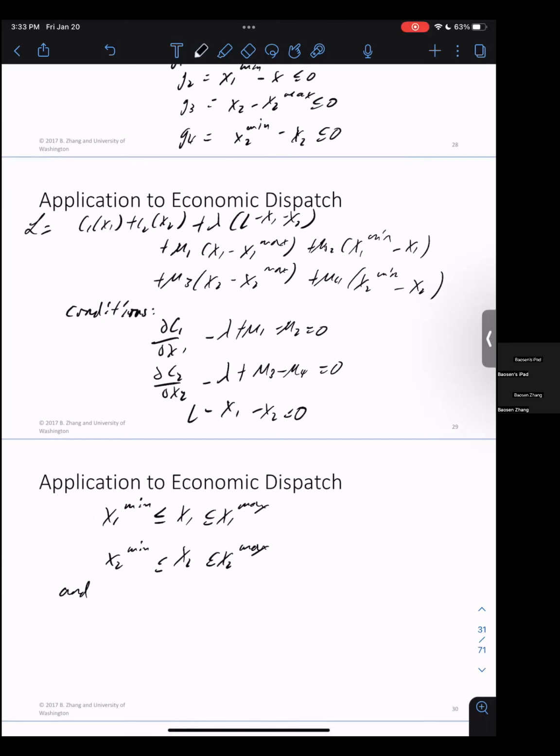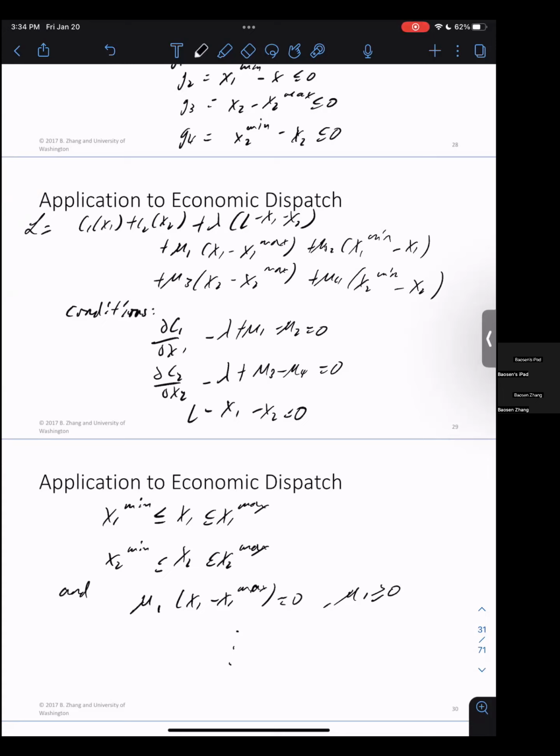And mu1, x1 minus x1 max. Okay, so you repeat this for mu2, mu3, mu4. That's the whole set of inequality constraints. All right, and the solution procedure is you guess. You have all this, and you try to guess which of these constraints are tight. For each scenario, you solve and check whether its conditions hold.